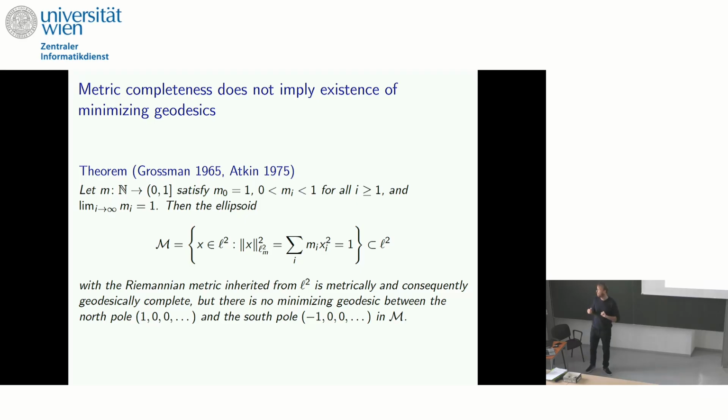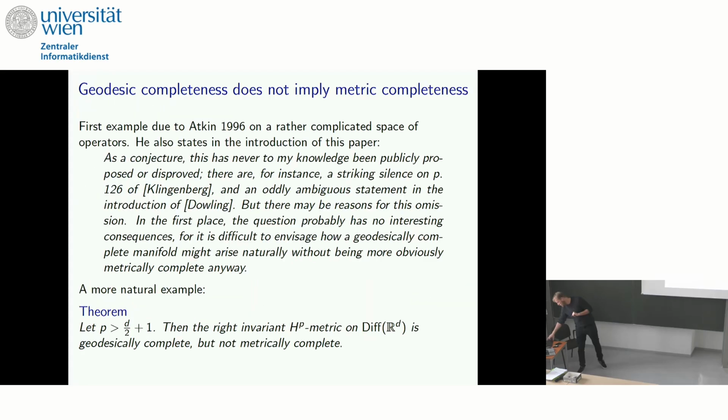I just want to give you an idea of the proof here. And I believe I will stay more in the theory part of my talk than I planned. But I want to give you just an idea of the proof. The counterexample can be constructed on little l2, and it's called Grossman's ellipsoid. Essentially you build an infinitely long ellipsoid where you can show that you have no geodesics, although it's complete, you have no geodesics from the North Pole to the South Pole.